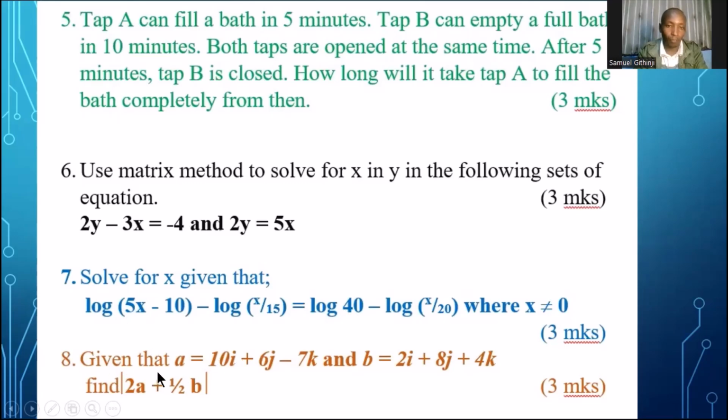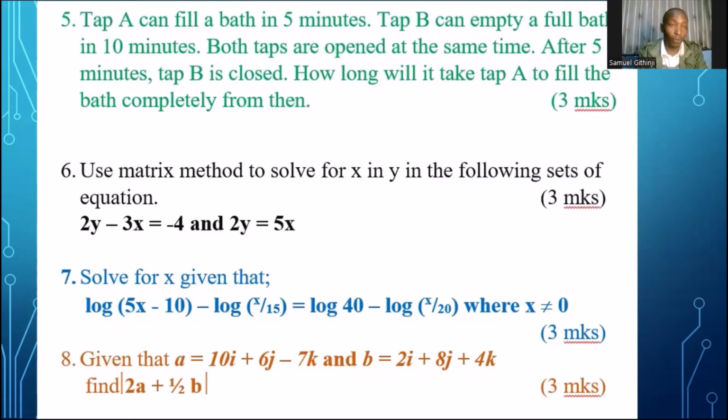Question number 8, that's a vector question. Yes, you're supposed to find the magnitude of the vector given. Remember, you're given vector A and you're also given vector B. So that is it. Those are the 8 questions.